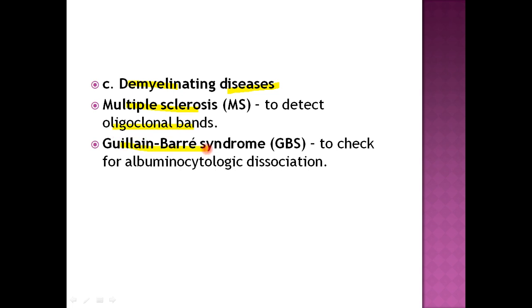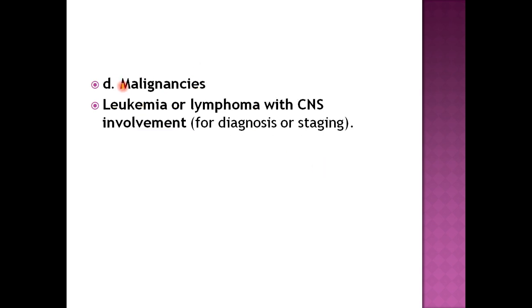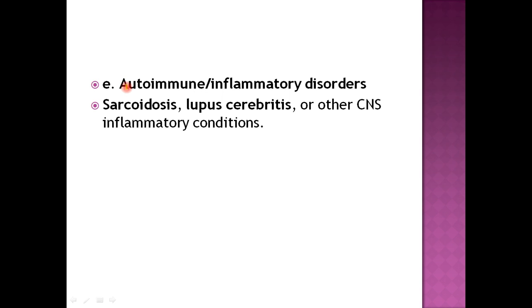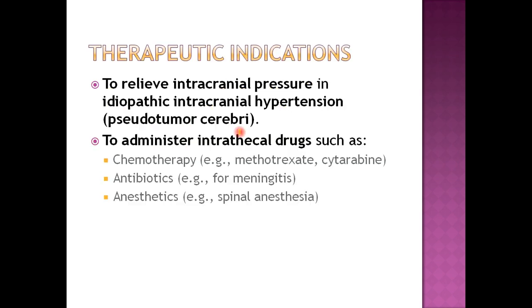To assess Guillain-Barré syndrome, here is to check for albuminocytologic dissociation. It can also be used to assess malignancies such as leukemia or lymphoma with CNS involvement. That's for diagnosis or staging. It can be used to assess autoimmune/inflammatory disorders such as sarcoidosis, lupus cerebritis, or other central nervous inflammatory conditions.